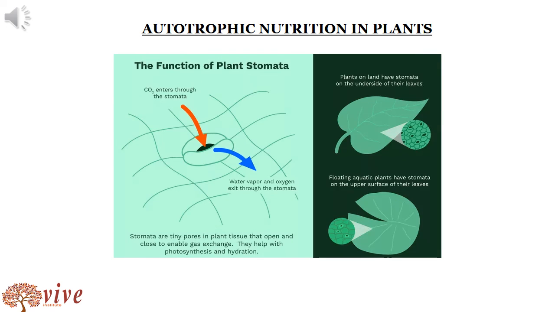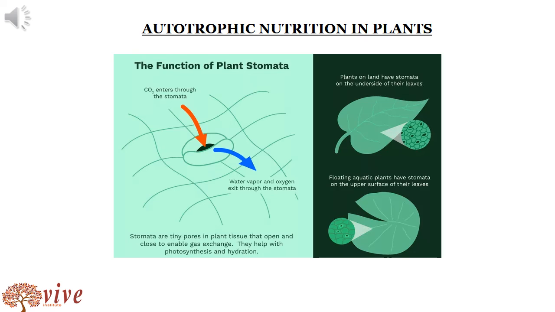This structure in plants, called the stomata, performs the function of gaseous exchange. Stomata are tiny pores. The opening and closure of the pores are controlled by a special type of cells called guard cells. Through these pores, carbon dioxide enters the plants so that plants can utilize it in the process of photosynthesis. Usually the terrestrial plants have their stomatal openings on the underside of their leaves.